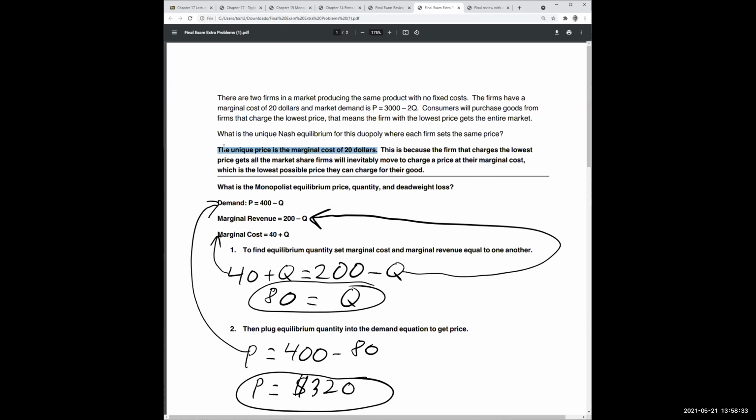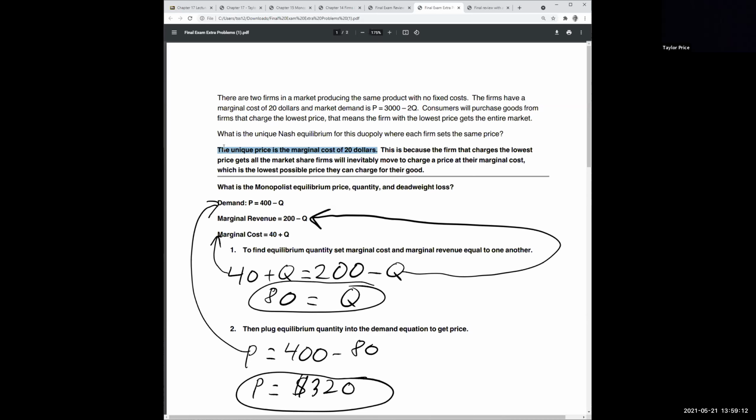I have one question about this. It says where each firm sets the same price. So wouldn't the firm that sets $20, the other firm will just pick $20 also? Yeah, and because of that, they're going to split the market. But if one of the firms charged like $19.90, they would be losing money, and then they would eventually go out of business. Basically it costs them $20, so they're making no profit, but they just want the whole market, right?